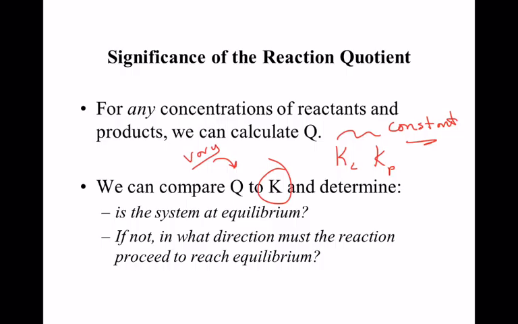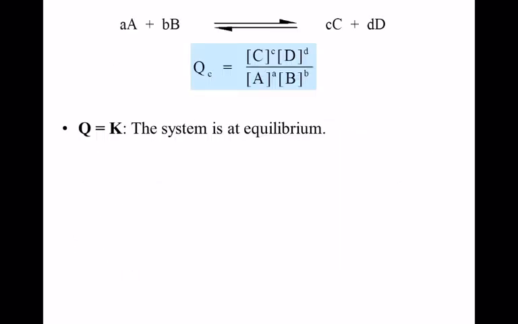So obviously if QC is not equal to your equilibrium constant, then it's not at equilibrium. I'm good with that. But the other part is very important. There's almost, I want to say, an art to it. Once you get your QC, you can compare it to your KC and know which way you need to proceed to get to equilibrium. I'll show you what that looks like.